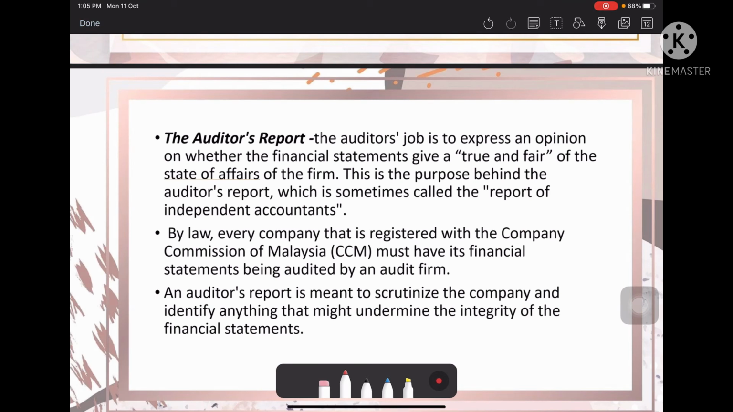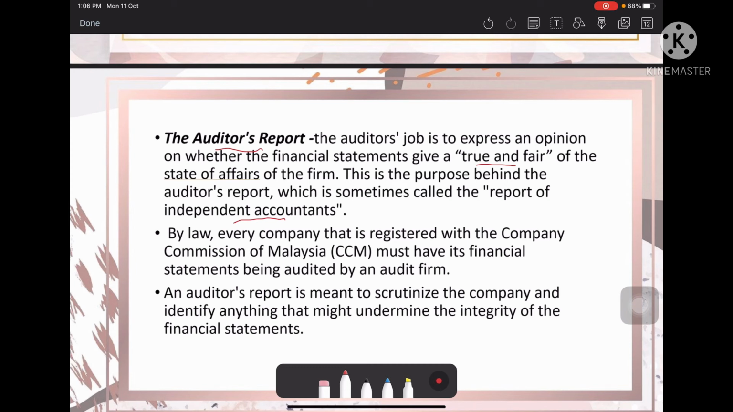Alright, next is the auditor's report. Okay, so the auditor's job is to express an opinion on whether the financial statements give a true and fair view of the state of affairs of the firm. So this is the purpose behind the auditor's report, which is sometimes called the report of the independent accountant. So this one is just to give an idea who's going to certify that the financial statements are prepared according to the generally accepted accounting principles. So to elaborate the job of the auditor.